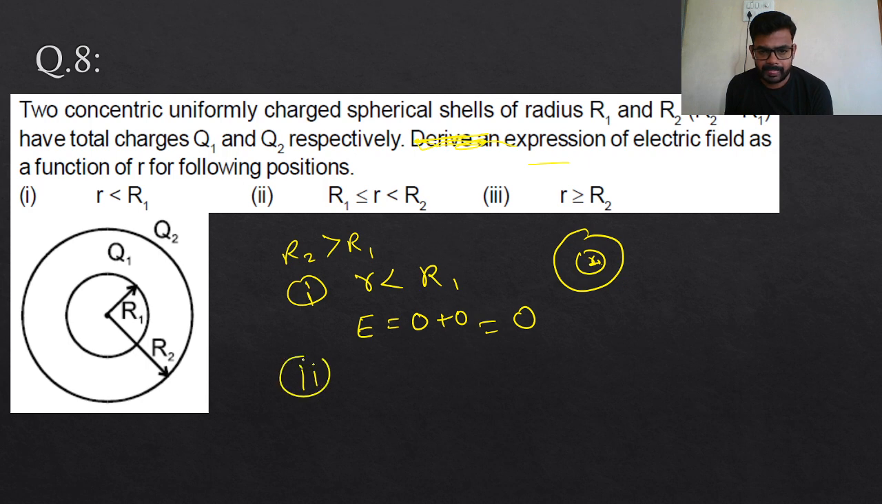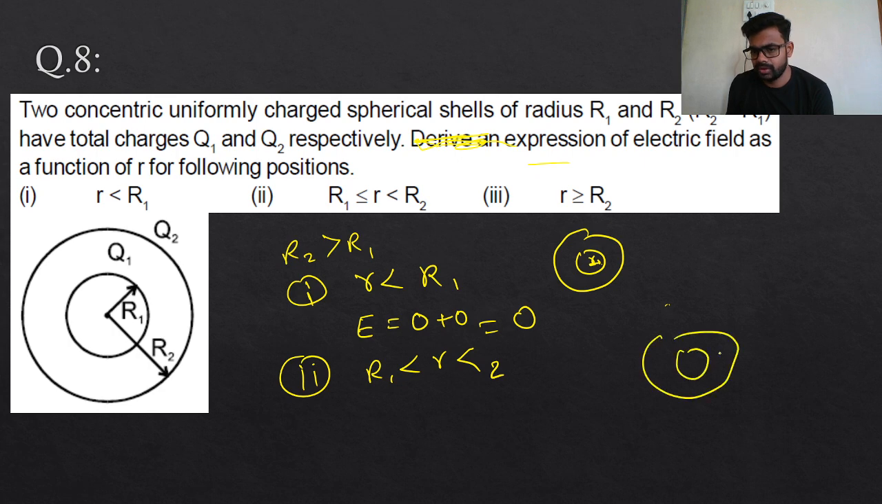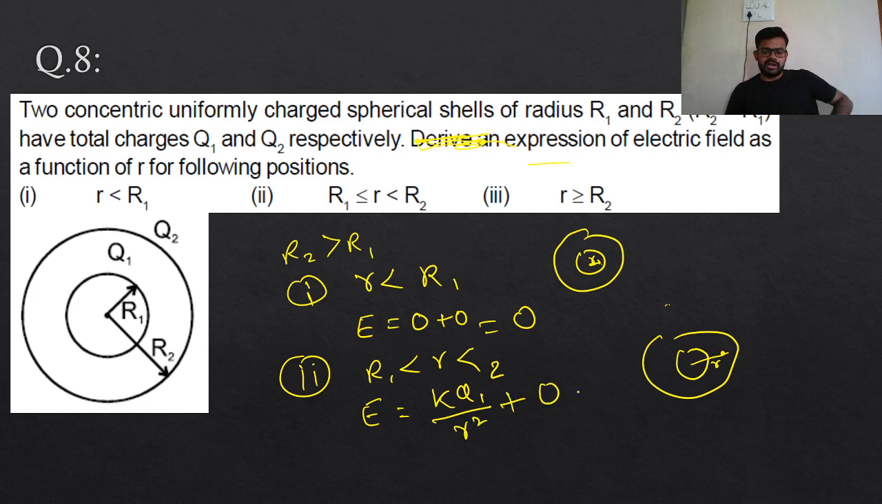Second, r between R1 and R2, which means the point is here. It is outside the small shell and inside the large shell. So E is equal to, because of the inner shell, kQ1 upon r square, plus the outer shell, which is 0 because the point is inside the outer shell. So the final answer is kQ1 upon r square.